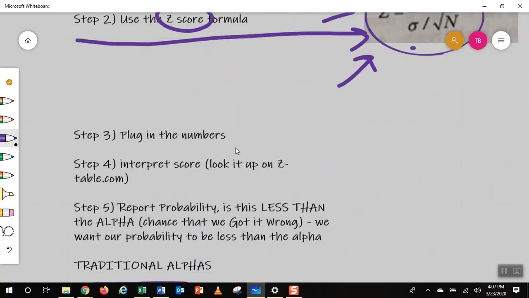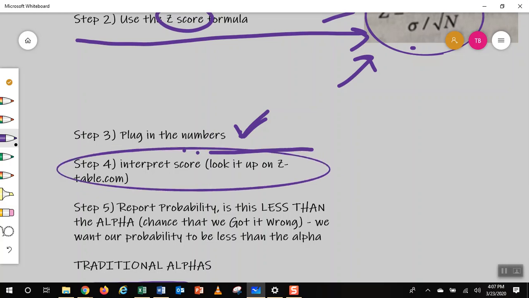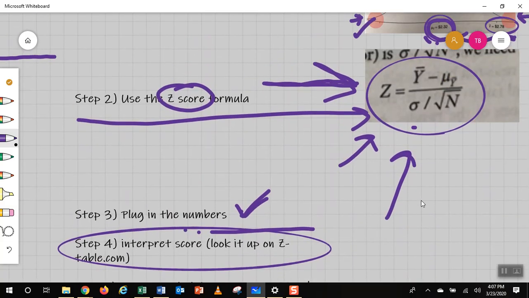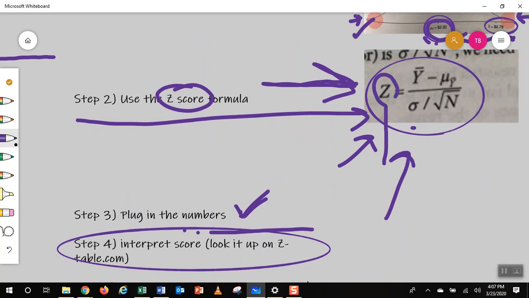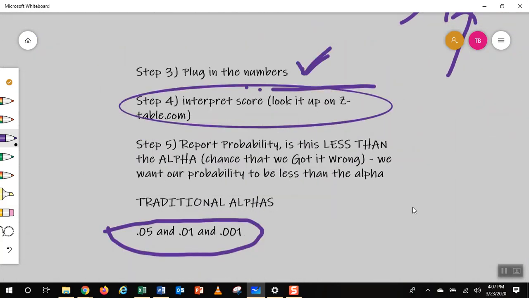Step 3, plug in the numbers you get from the question. Step 4, this is where you actually look it up on ztable.com. Your goal is to look up whatever number you get from this formula. If you look up here, you see that there's a z, and that z is the score you're going to look up on the z-table. And step 5, you're going to report the probability of how well you did.